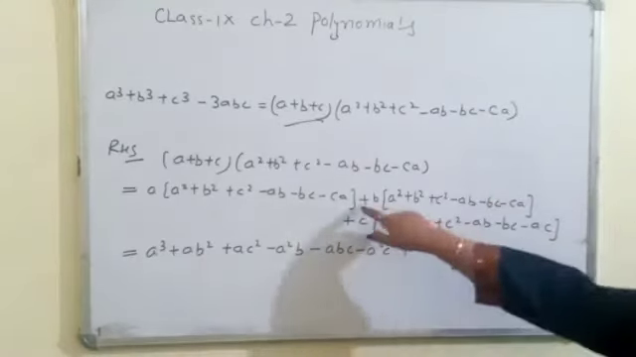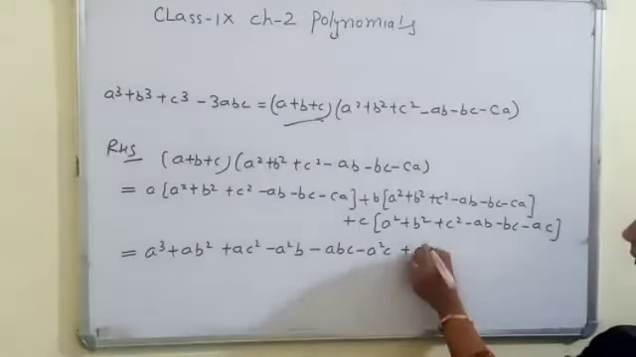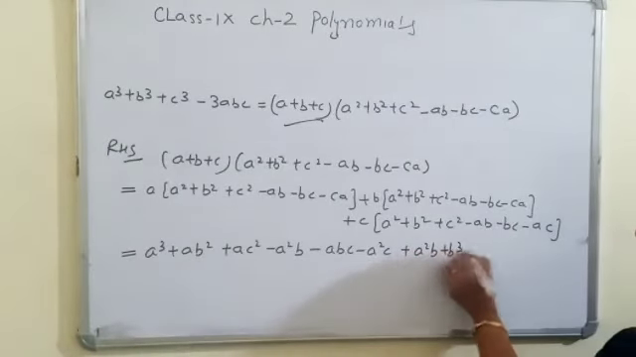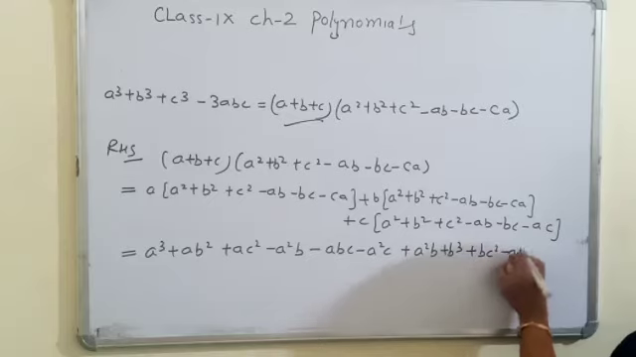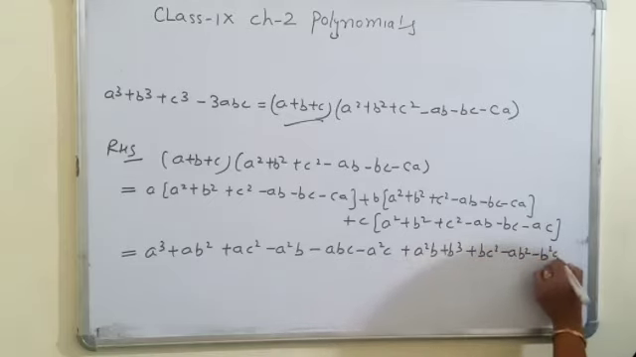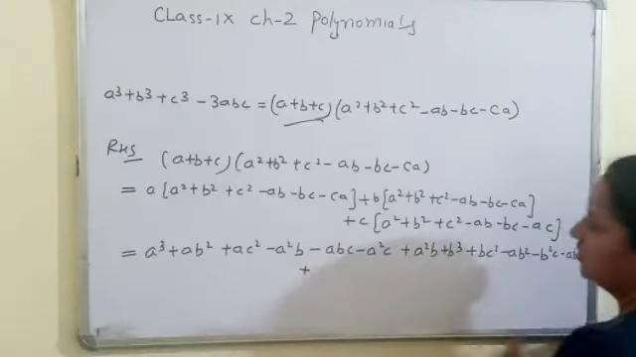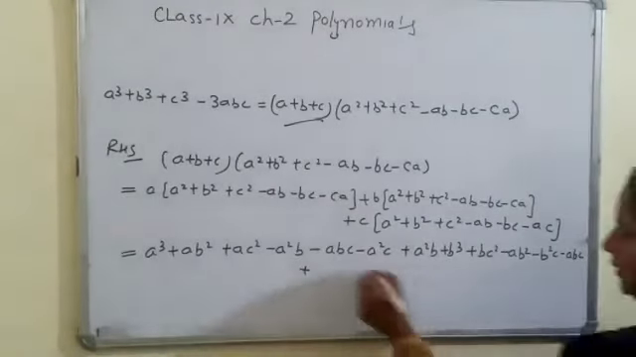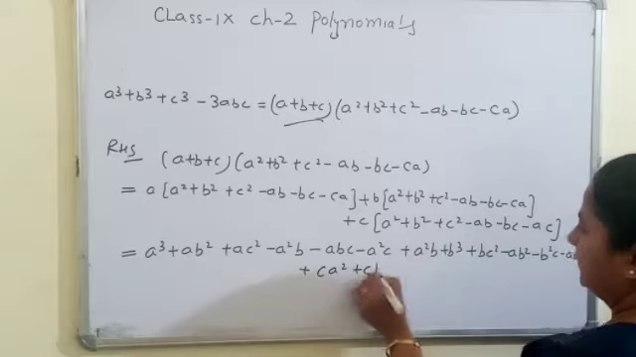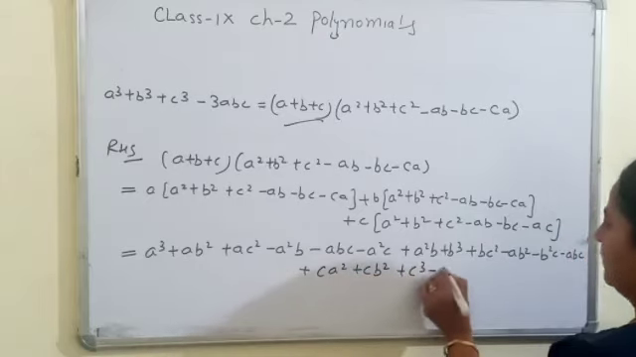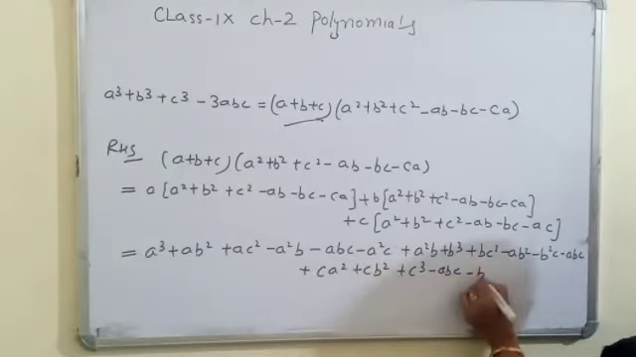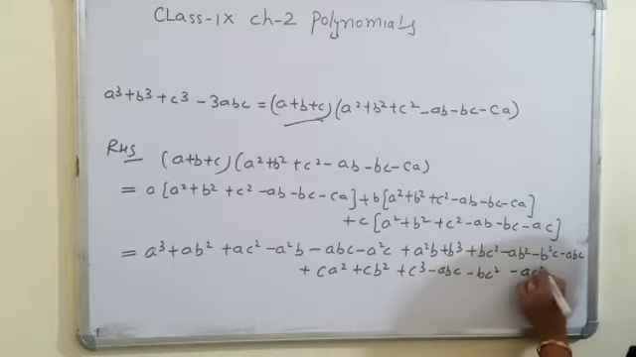For the next, multiply with b: a square b plus b cube plus bc square minus ab square minus b square c minus abc. Next, do the multiplication with c: ca square plus cb square plus c cube minus abc minus bc square minus ac square.